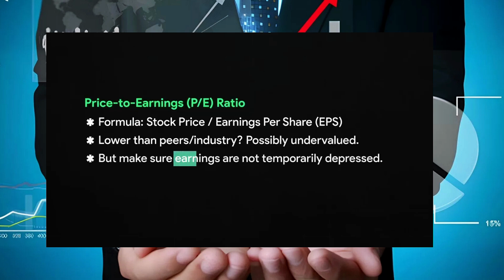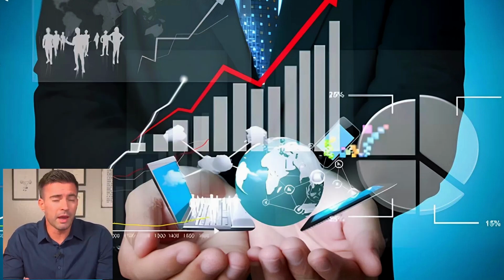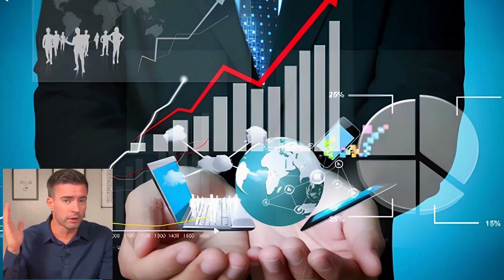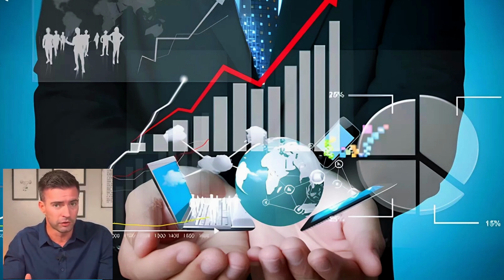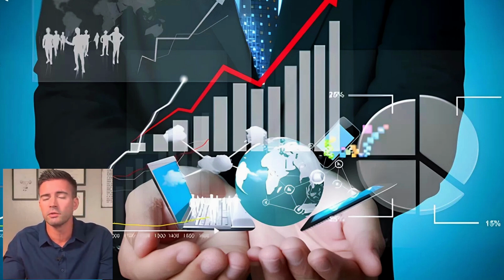Make sure earnings are not temporarily depressed. Generally, a good PE ratio is under 20, but sometimes we have growth stocks like Palantir or Tesla, and they're way overvalued if you're just looking at the PE ratio. You might see something like 100 times PE or 600 in the case of Palantir. And so we like to use something different like the PEG ratio.